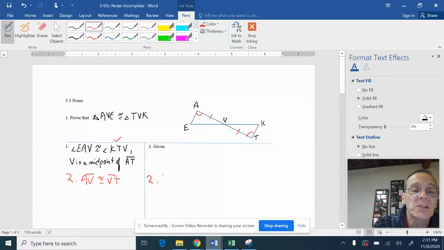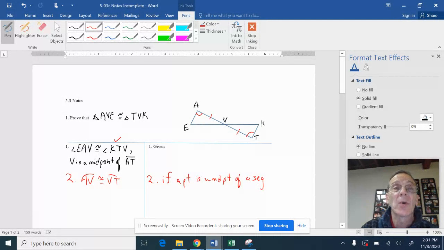because, here's the explanation, if a point is a midpoint of a segment, I'm using lots of abbreviations here. You are welcome to also. I don't mind abbreviations as long as it's clear what they are abbreviations of. If a point is a midpoint of a segment, then it divides that segment into two congruent segments.